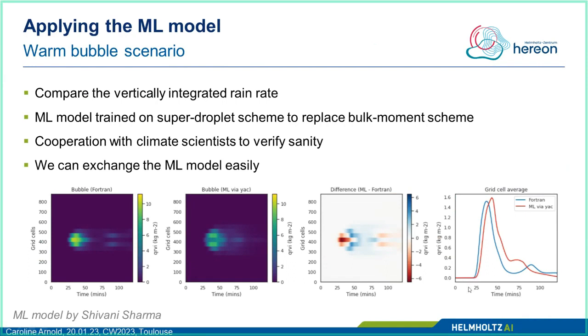When you look at the rightmost plot here, the blue line is the integrated rain in Fortran. The red line is the integrated rain using the machine learning model that was trained on this super droplet scheme. And we are cooperating here with atmospheric scientists from MPI who will tell us if this actually makes sense, because I'm certainly not qualified to offer an opinion on that. We are able to exchange the machine learning model very easily, so you can generate this plot with a new machine learning model in, say, about 15 minutes, which is very convenient for our users.